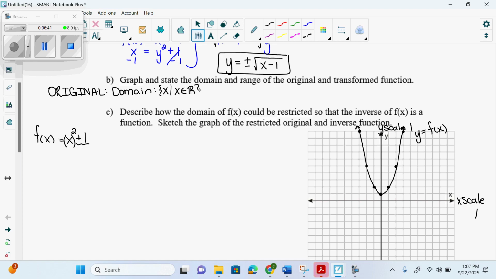In interval notation, that's negative infinity to infinity. Now, what is my range? y such that y is what? Greater than or equal to 1. y ∈ R. Square bracket 1 to infinity round bracket.